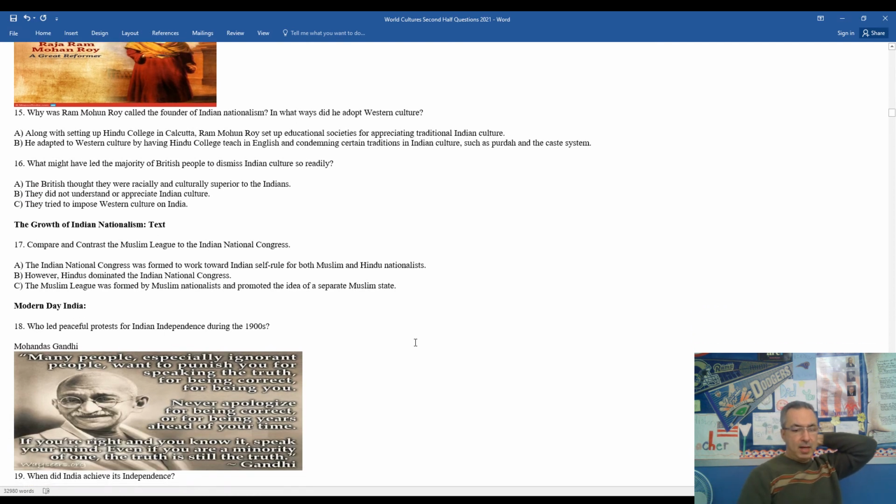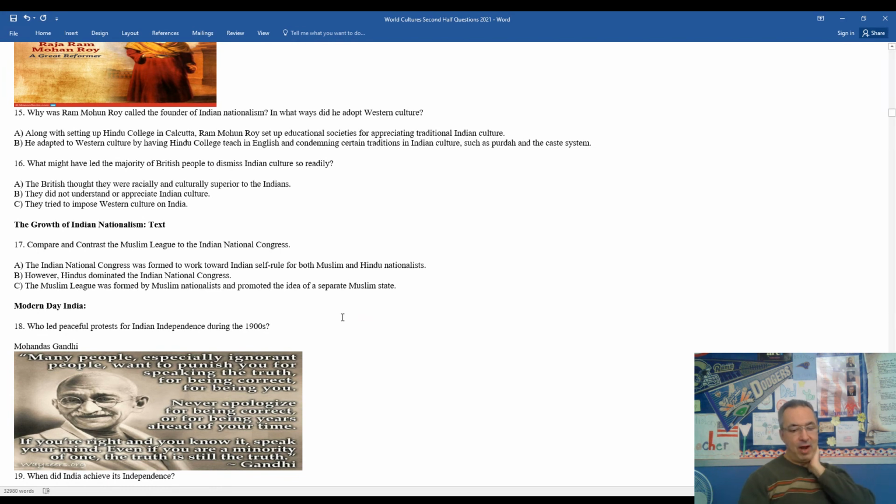Here's a quote from Gandhi: Many people, especially ignorant people, want to punish you for speaking the truth, for being correct, and for being you. Never apologize for being correct or for being years ahead of your time. If you're right and you know it, speak your mind. Even if you are a minority of one, the truth is still the truth. Wise words from Gandhi indeed.